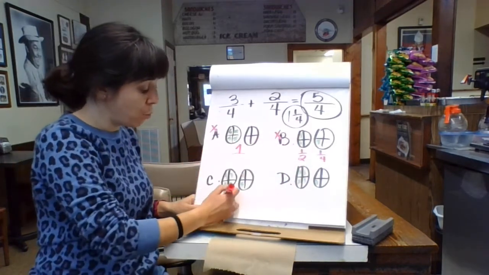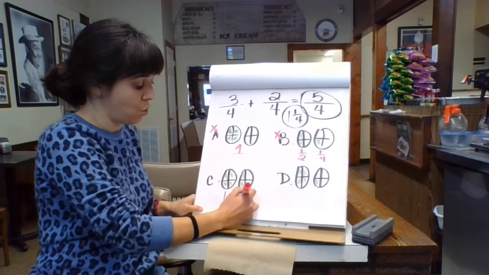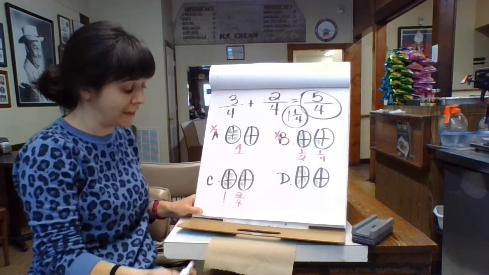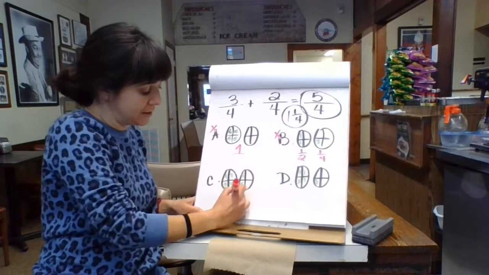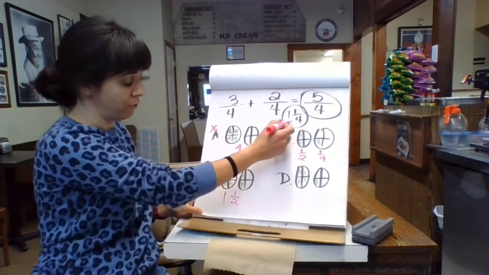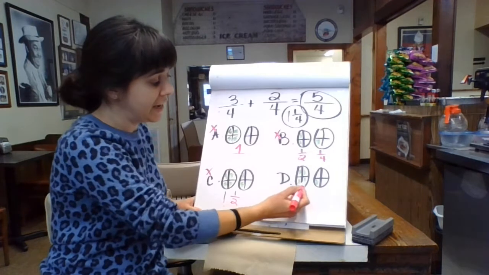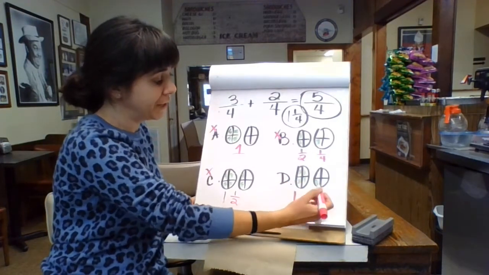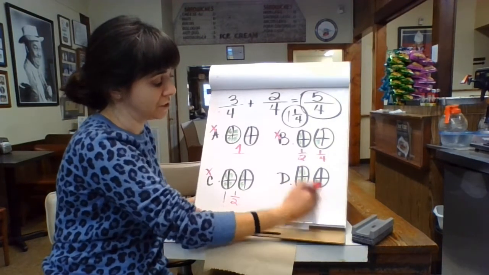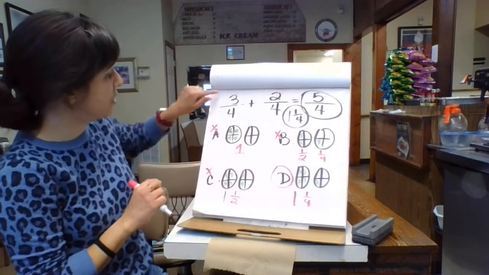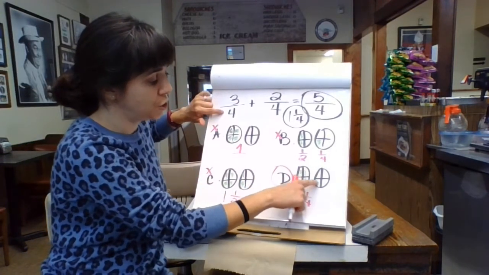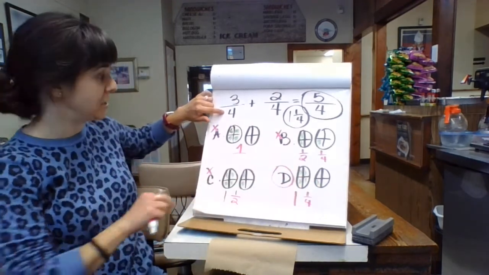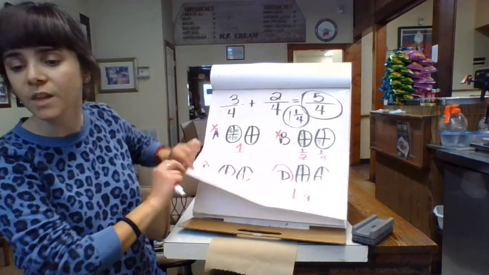For C, I have 1 and 2/4, or I could simplify and say 1 1/2. So that's closer, a little bit, but it's not quite the same thing as 1 and 1/4. And then for D, I actually have 1 whole plus 1/4, which matches my answer. Okay, I could also think of it as 3/4. I have 1, 2, 3/4 plus 2 more fourths. Okay, so your answer is D for that one.